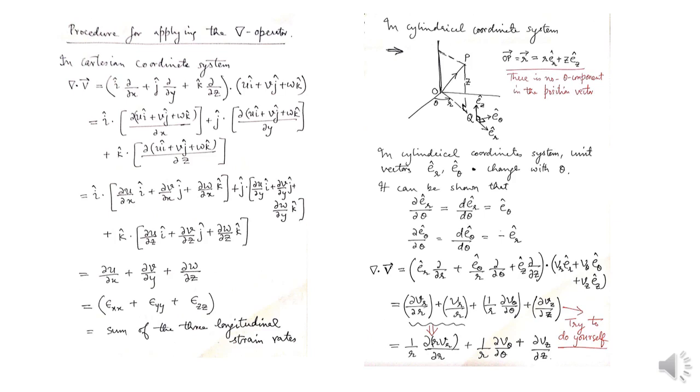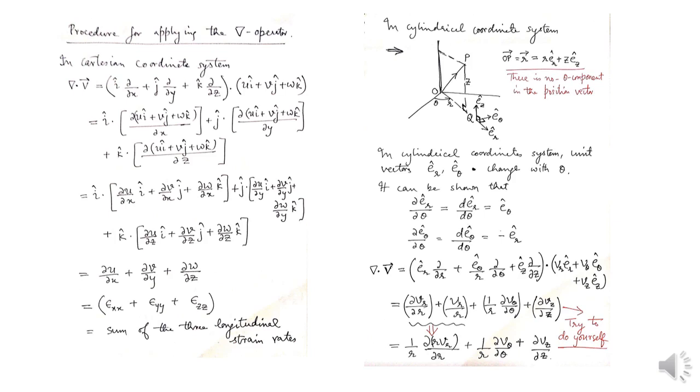Now, in my sheet on algebra and calculus of scalars, vectors and tensors, I have also gone into details of how we write this del operator, and when I take a class on that, you will be able to understand how we are writing these in Cartesian and cylindrical coordinate systems. Anyway, for the time being, just take it for granted that del is written like this in cylindrical coordinates.